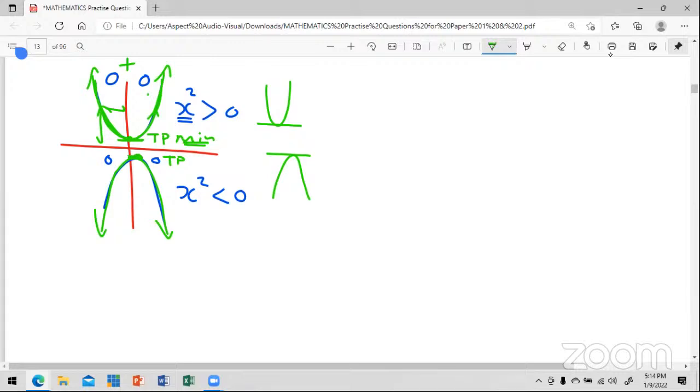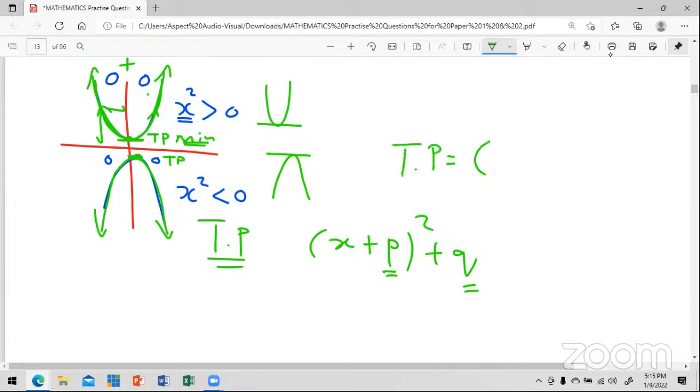No. We did this yesterday. I think you need to go and watch that video. We did it in the morning. When we were looking at the turning point, once you get to the stage whereby you write it in terms of completing the square, your P and your Q, the formula for your turning point would be you make your P negative, or you change the sign of your P.